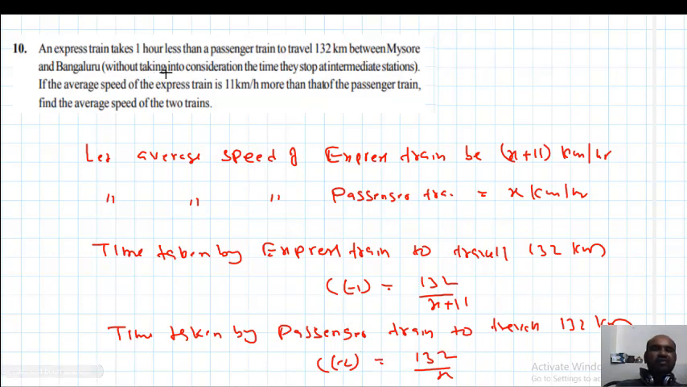According to this problem, what is given? The passenger train obviously takes more time, no? How much time? 1 hour. Okay. Means what happened? t2 equal to 1 plus t1. Okay, I will write that.